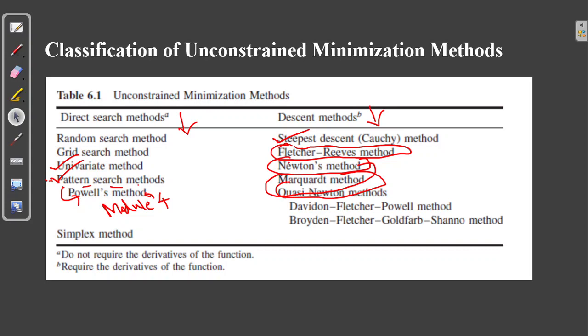And these two classifications are also based on derivatives. The first classification, direct search methods, does not require the derivatives of the function. Derivatives of the objective function are not at all required. And in the descent methods, we require the derivatives of the function.